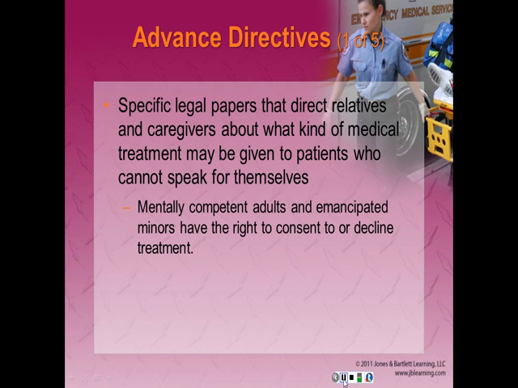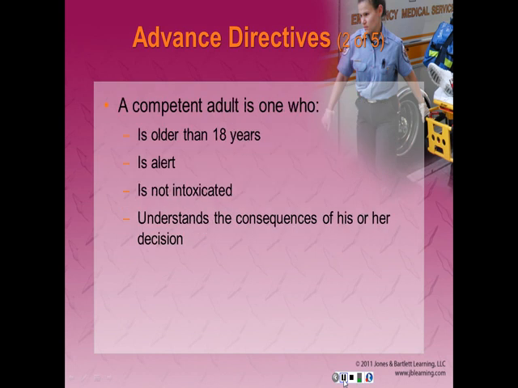Advance directives are specific legal papers that direct relatives and caregivers about what kind of medical treatment may be given to patients who cannot speak for themselves. If you remember from the medical legal chapter, there was a special segment we talked about, the Montana POST form and advance directive.